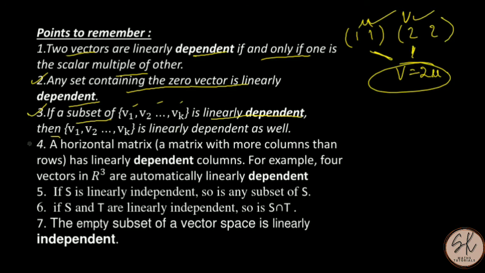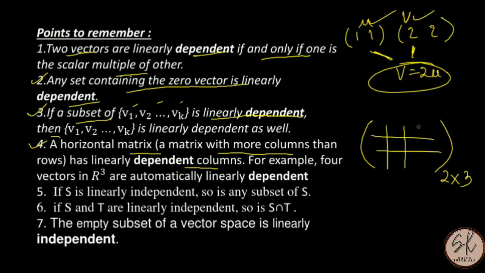Now the next point is a horizontal matrix, a matrix with more columns than rows, has linearly dependent columns. For example, horizontal matrix means a matrix with more columns and fewer rows. So let us take a 2 cross 3 matrix. Here this will be something like this: 2 rows and 3 columns. So a horizontal matrix will always have dependent columns.